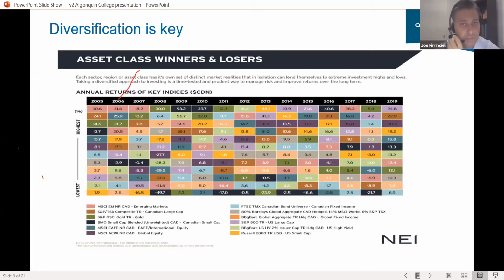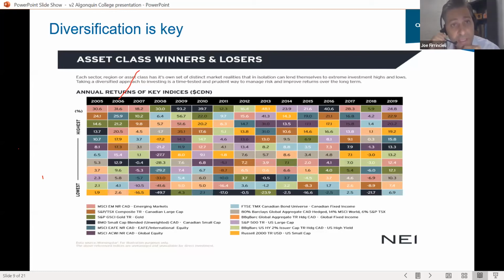Awesome. So I just wanted to highlight the main point here: there is no crystal ball when it comes to investing. There is no perfect recipe. This is a great chart to illustrate, as you can see, over the last 15 years from 2005 to 2019. It's hard to predict, and each one of these are different asset classes, as you can see outlined in the legend on the bottom.